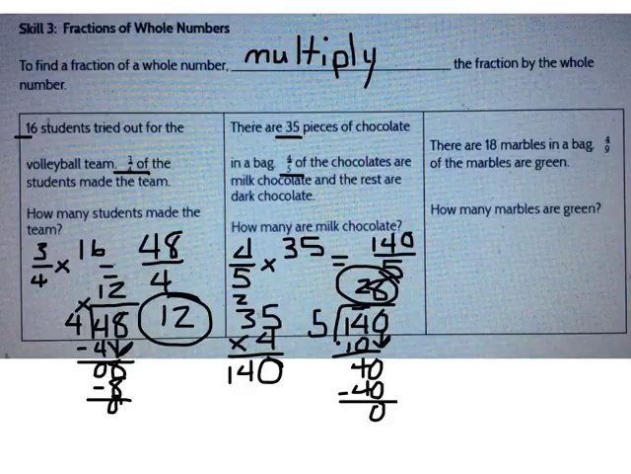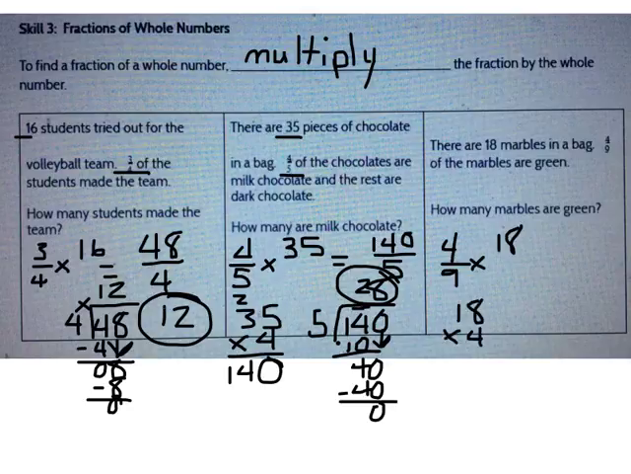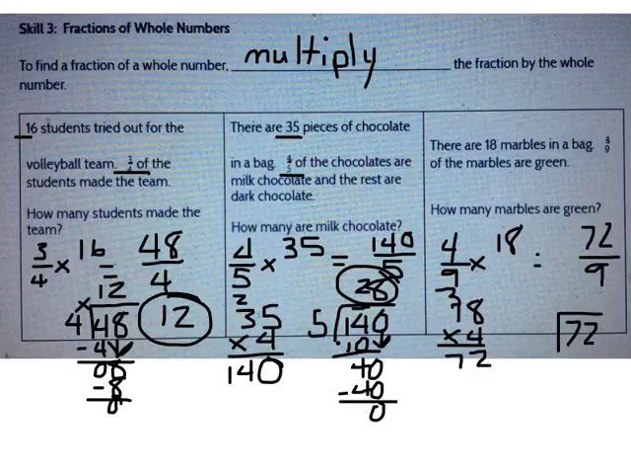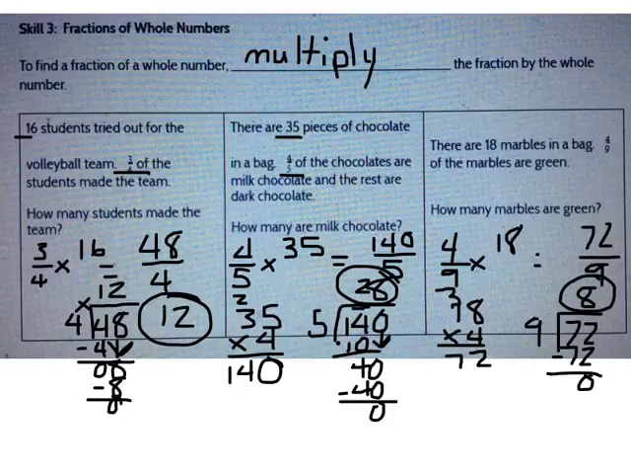There are 18 marbles in a bag. 4/9 of the marbles are green. How many marbles are green? Go ahead and solve that problem now. Let's see how you did. We need to multiply 4/9 times 18. When I do that, 18 times 4 is 72. So I get 72 over 9. I can divide to change that into a mixed number or whole number. When I divide, the answer is 8. 8 of the marbles are green.